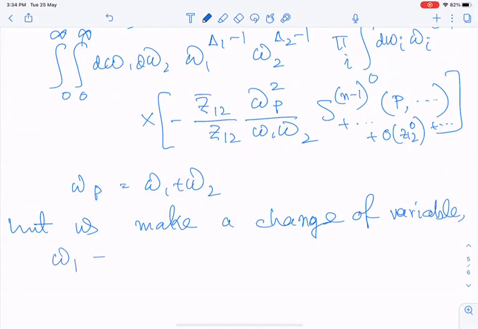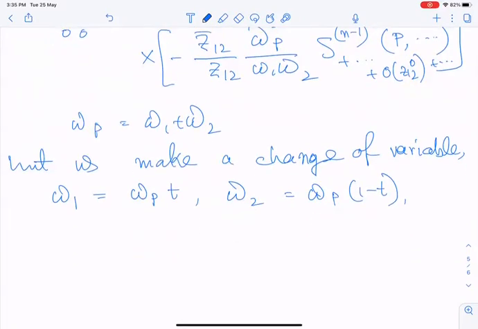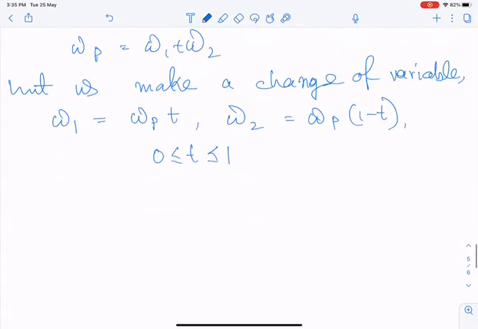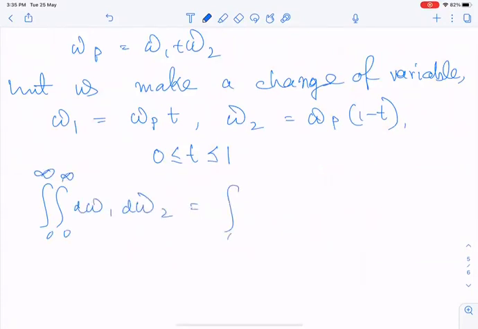So we take omega 1 to be omega p times t, omega 2 to be omega p times (1 minus t). And you can see that this is consistent with omega p being the sum of omega 1 and omega 2. And this t, of course, lies between 0 and 1. Now if you do this change of variable, you can easily check that this is true.